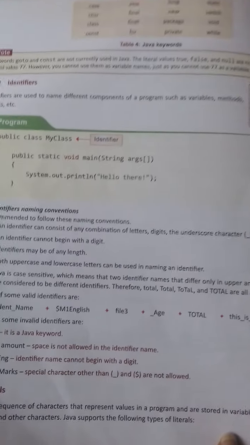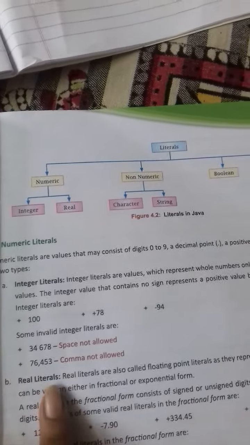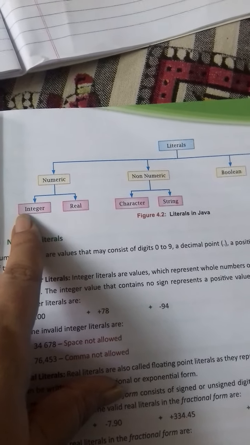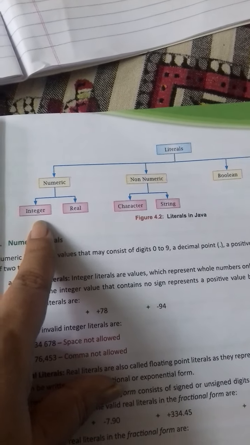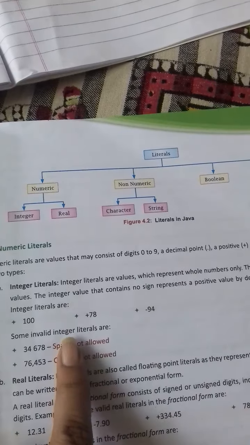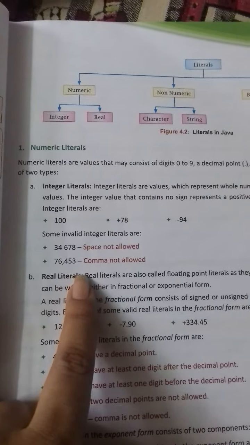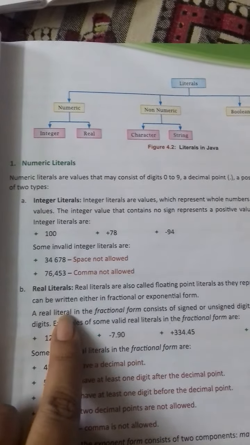Then comes literal. Just now I told you the value which you are assigning to the variable is called a literal. Depending on this, we have different literals. For example, first is integer literal. When I am writing a equal to 5, that 5 is just an integer, so that is called an integer literal, a numeric literal. When I am writing a equal to 12.31, it is a real literal, meaning when I am using a dot or point in between, it becomes a real literal.